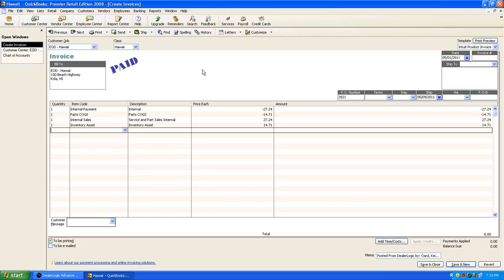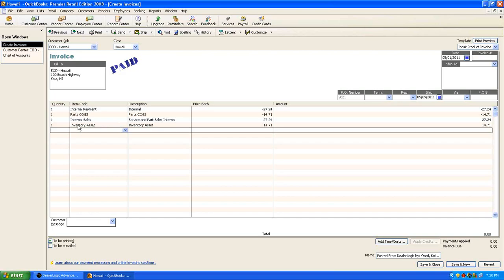Here's the transaction for end of day for the internal repair order that has come across to QuickBooks. That was the only thing in this particular end of day. My internal payment, here's $27.24. My cost of goods for the part, which I'm relieving parts cost of goods, is $14.71. I'm charging this to internal sales, and I'm also charging inventory assets.